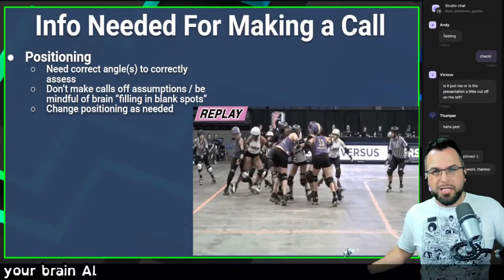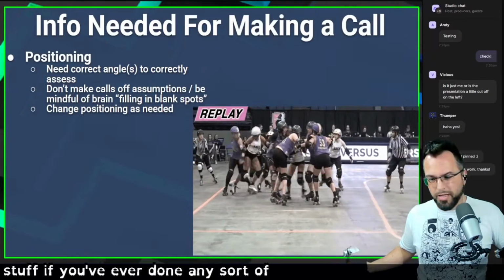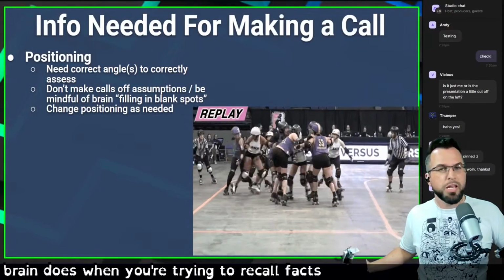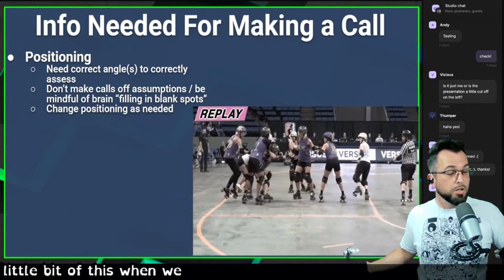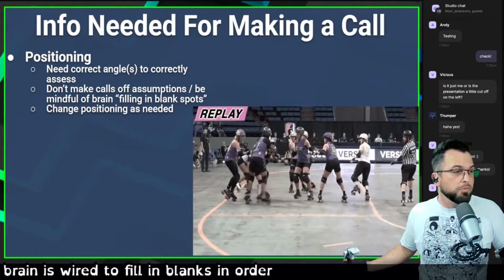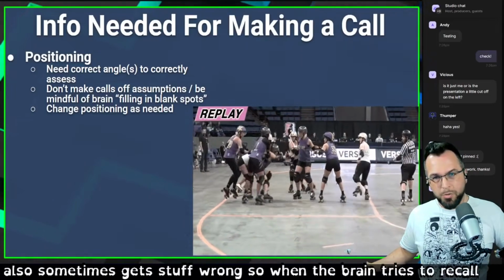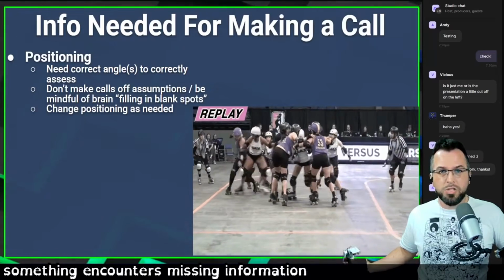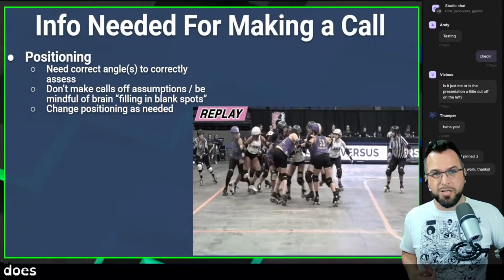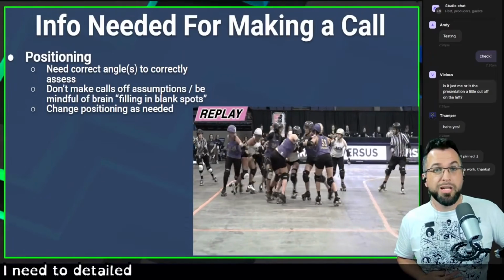Your brain also likes to fill in the blank spots when you're missing stuff. If you've ever done any sort of reading about what your brain does when you're trying to recall facts, and we'll get into a little bit of this when we go into the psychology session, your brain is wired to fill in blanks in order to keep you safe, right? But it also sometimes gets stuff wrong. So when the brain tries to recall something and encounters missing information, it fills it in using a combination of prior knowledge, context, and expectations. This process, sometimes referred to as confabulation, can lead to detailed but inaccurate memories.